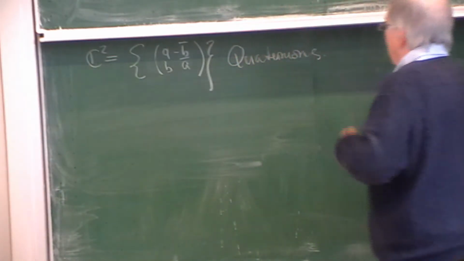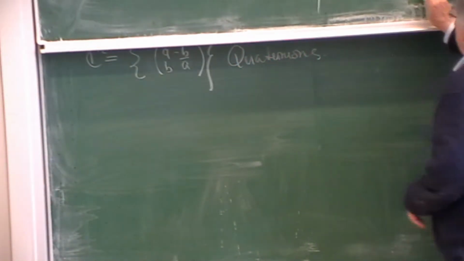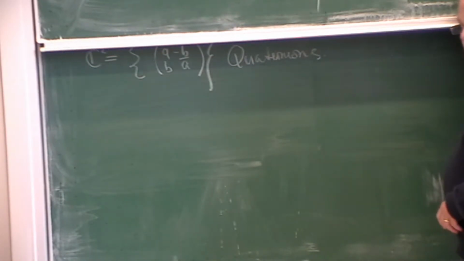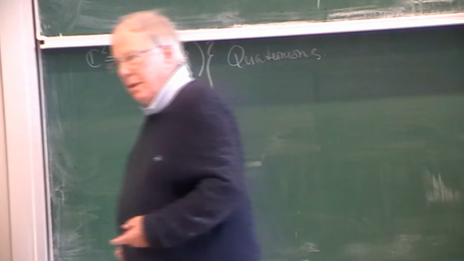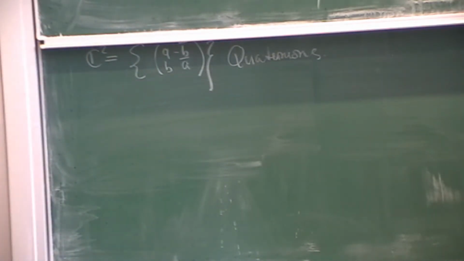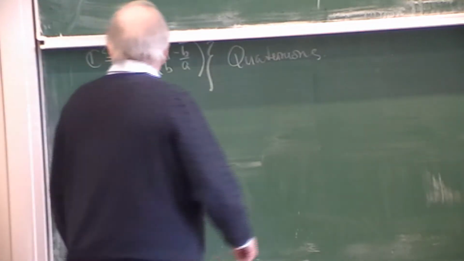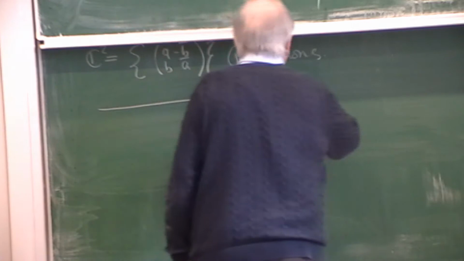And you see the very close relationship between the quaternions and the unitary group. The unit quaternions, with determinant 1, form a group. So that's a nice Lie group.